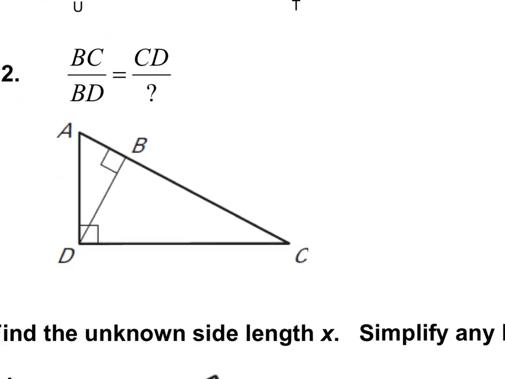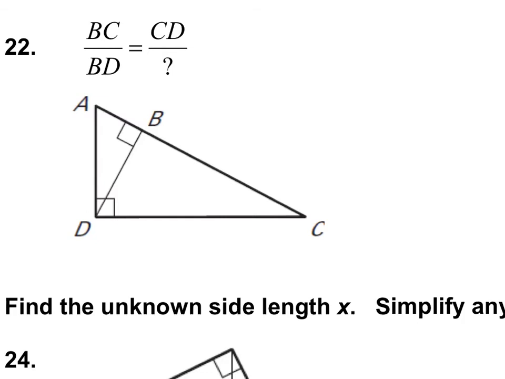All right. Number 22, same kind of deal. BC over BD. And this is a right angle here, so yeah, it looks like we're doing long leg over short leg.